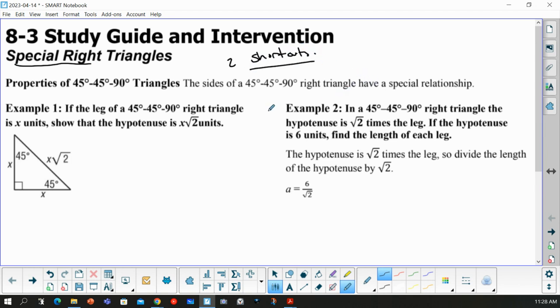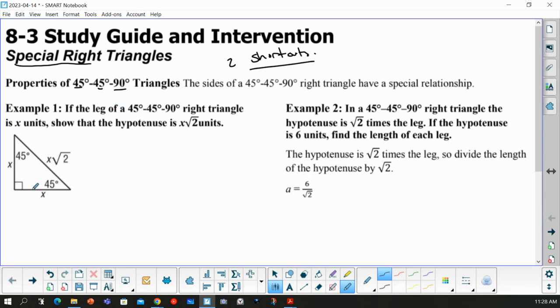Okay? There's going to be a bunch of much more difficult problems later, but these are shortcuts that you can use through this unit and the next unit, okay? One of the shortcuts has to do with a right triangle where one of the angles, 90 degrees, makes it a right triangle, but the other two angles are the same. They're both 45-degree angles. So an example like this, okay?